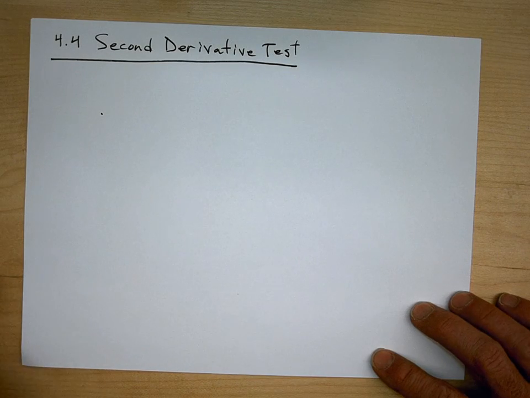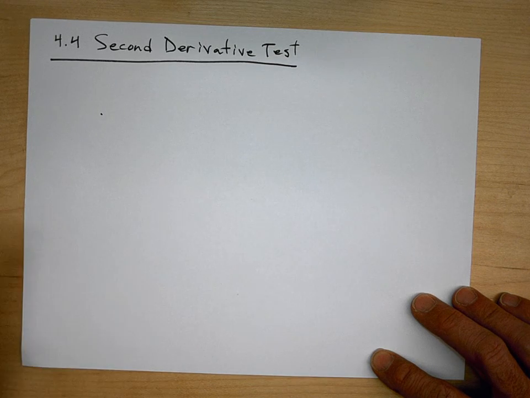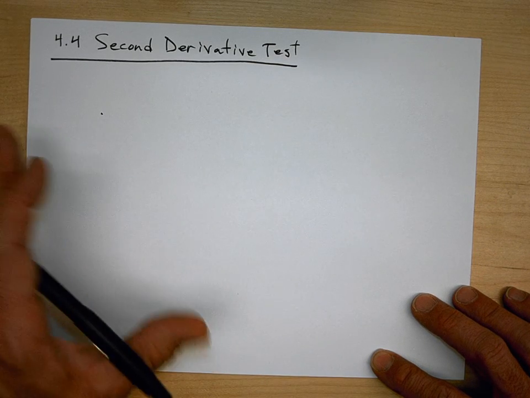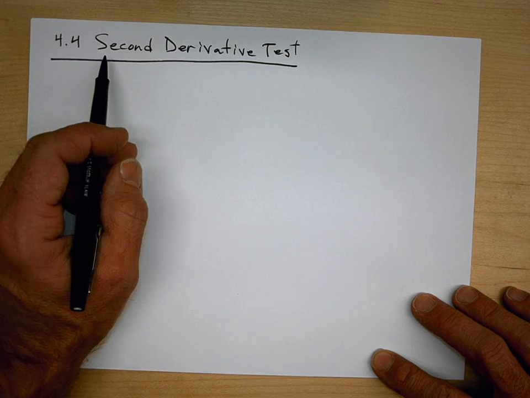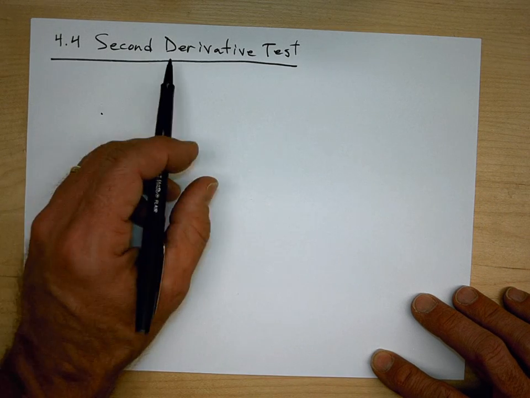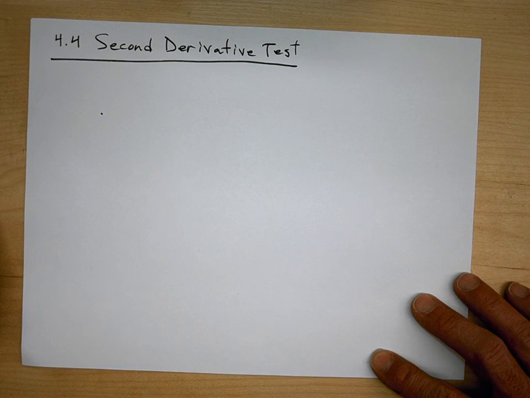In this lecture, I want to continue our discussion of 4.4 and discuss the second derivative test. So the overall title of the section is shape of a graph, but we're going to use what we know about the shape of the graph in order to determine what the nature of a critical point is. In other words, is that critical point a maximum or a minimum?